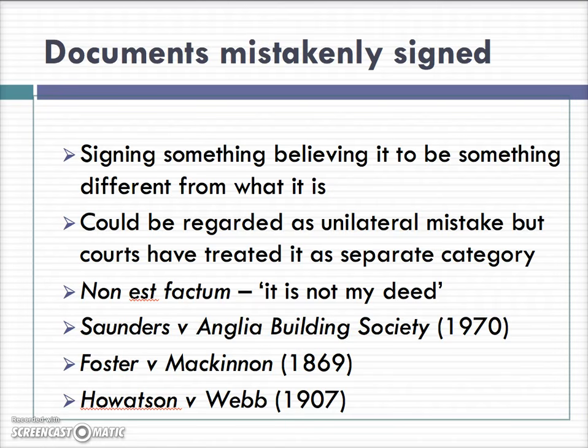Regarding the first part of this test, the fact that there must be something fundamentally different between what the person thinks they're signing and what they're actually signing. Initially, it was not clear whether that went to the contents of what they were signing, or the character of the document as a whole. In Howitson and Webb, this distinction was made. Thus, where the mistake was merely as to the contents of the document, the plea of non est factum was not available. However, Saunders suggests that this distinction is no longer applicable. All we need to ask is whether there's a fundamental difference between what is being signed and what the person thought they were signing.